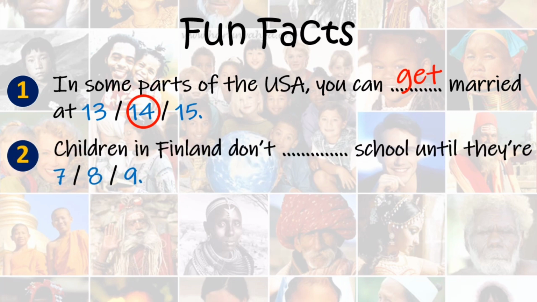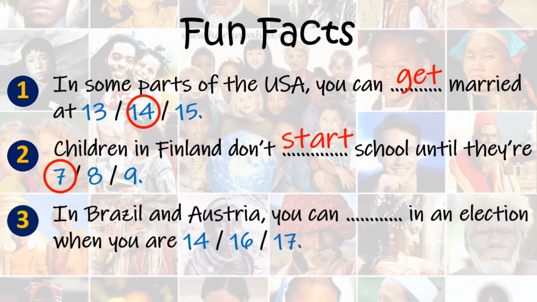Second, children in Finland don't blah blah blah school until they're 7, 8, 9. So they don't start school, correct, until they're 7. As you know guys, Finland has one of the best education in the world. So they start school at 7. While in Indonesia, you can start when you are 3 years old in kindergarten, if I'm not mistaken, right? Or toddler.